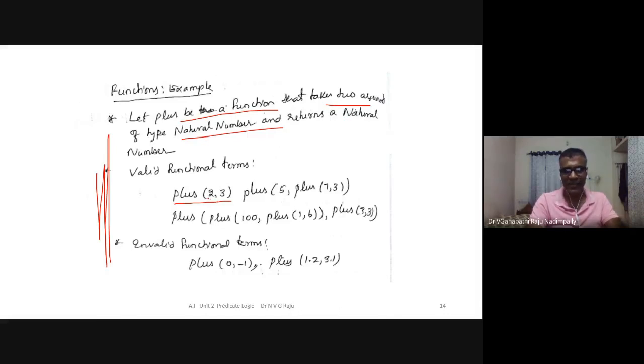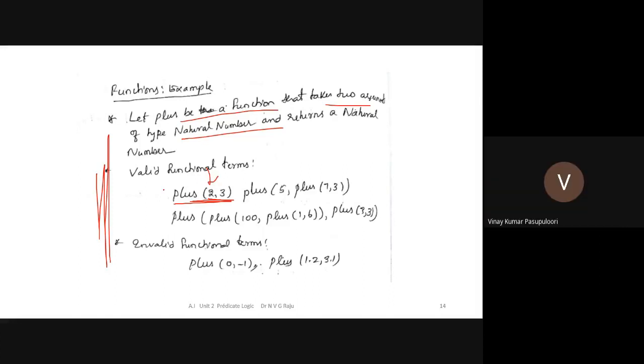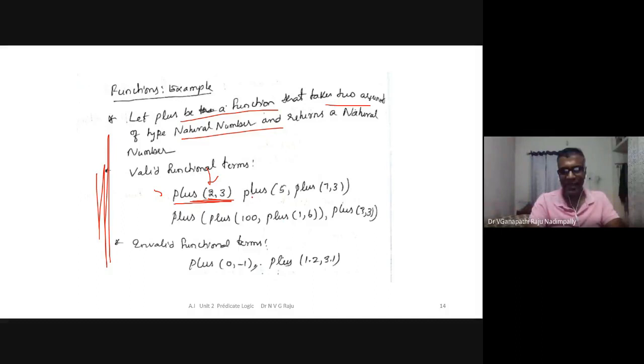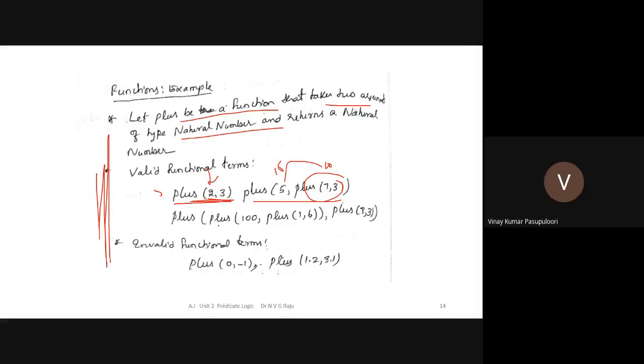Can I take it like this, 2, 3? Are 2 and 3 natural numbers? Yes or no? Yes, sir. It will return 5. Can I call this function like this? It will return 10 for 5, 5, and 15 for 10, 5. Yes or no? Yes, sir. Can I call it like this?